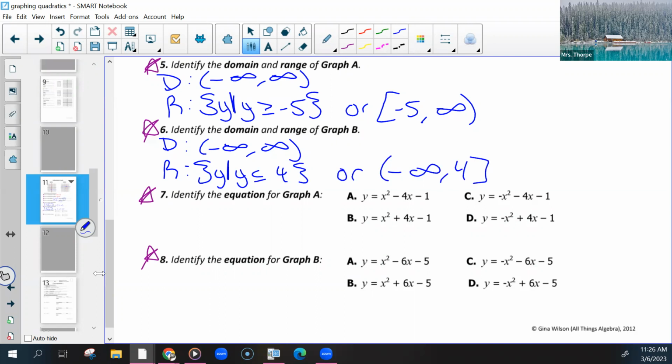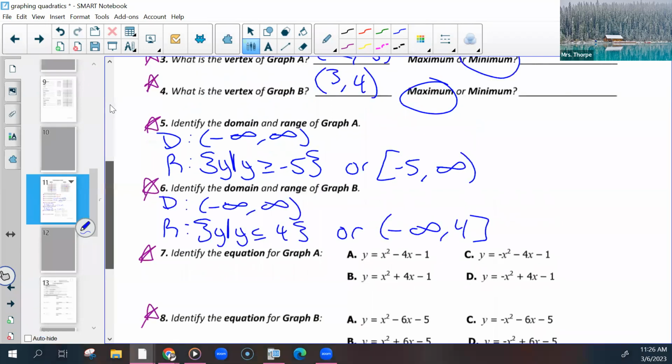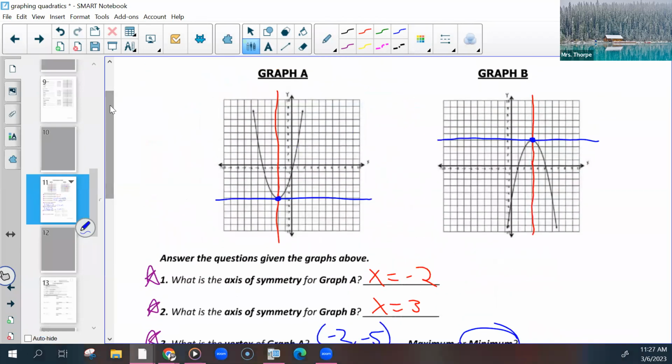Right, for this next part, they're asking which of these equations is for the graph. So we can eliminate a couple of them. For graph A, since this faces up, will the A value be positive or negative? You can look back in your notes if you don't remember. If this faces up, will the value be positive or negative? Positive.